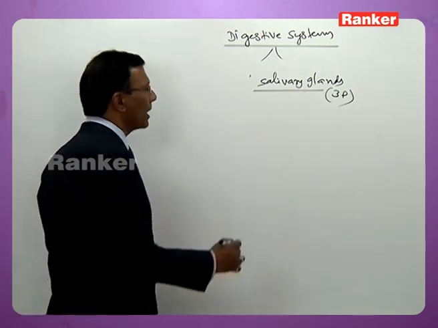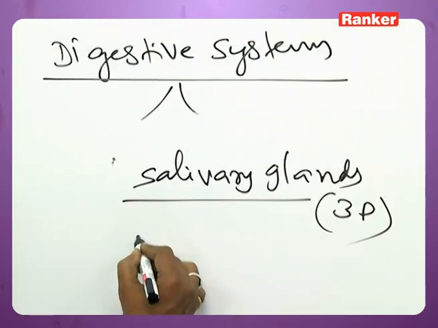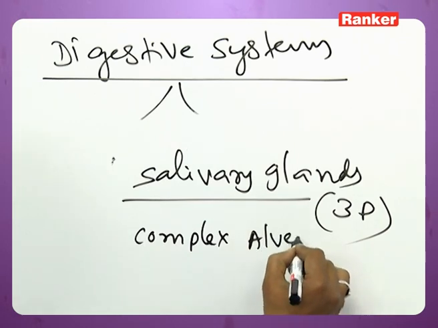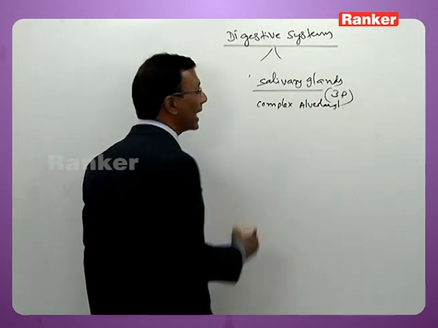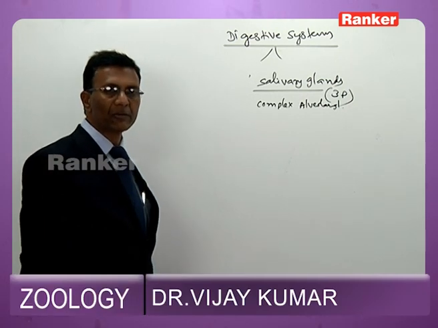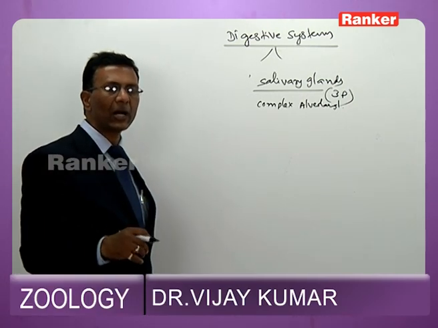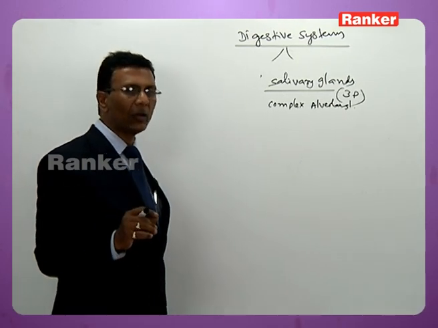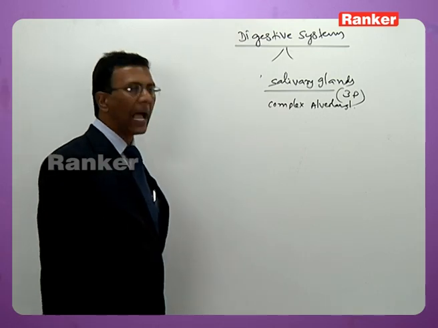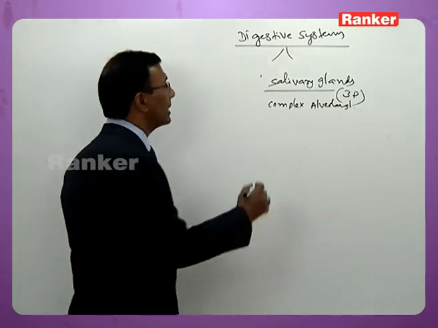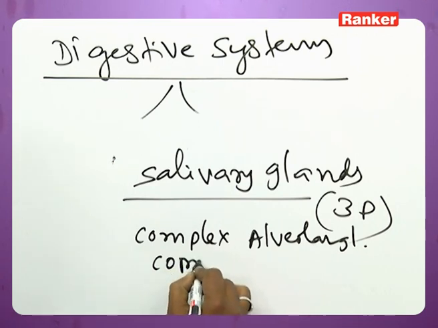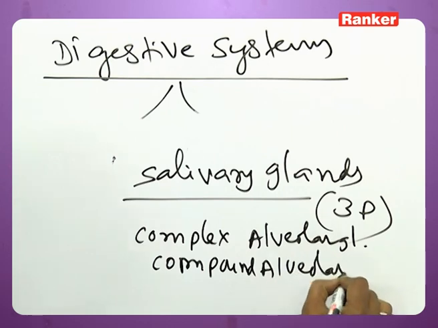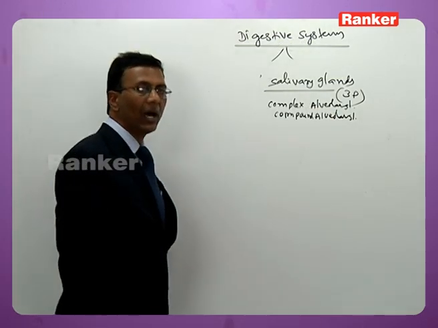These salivary glands are complex alveolar glands. This is again an important question from the NEET and MCET point of view. We'll talk about that later on in histology, but for now remember that on the basis of structure, glands are divided into different types. So what type of glands are they? They are complex alveolar, or you can call them compound alveolar glands.